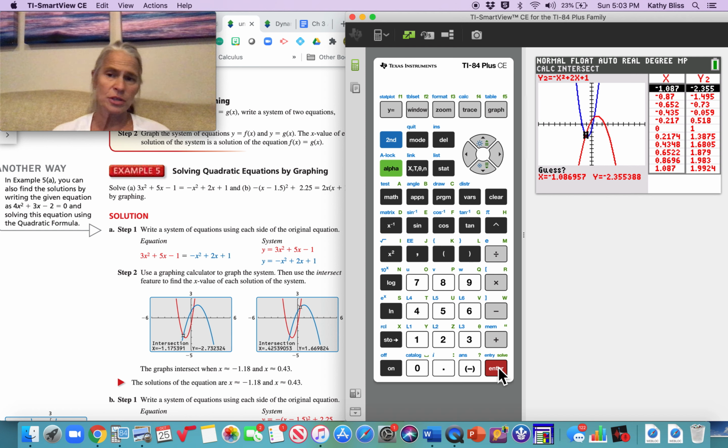And then it asks me to guess. Well, my cursor is pretty close to the point, but you notice there are 2 intersection points, so you want to have the cursor near the point that you're trying to guess at. So the cursor is near it, so I'm going to hit enter, and then it tells you what your intersection point is. So it looks like it's about negative 1.18 if you just round to the hundredths place. And again, the y value is irrelevant because there is no y in these 2 quadratics, okay? But the fact of the matter is that there are 2 intersection points. So now we need to find that second intersection point.